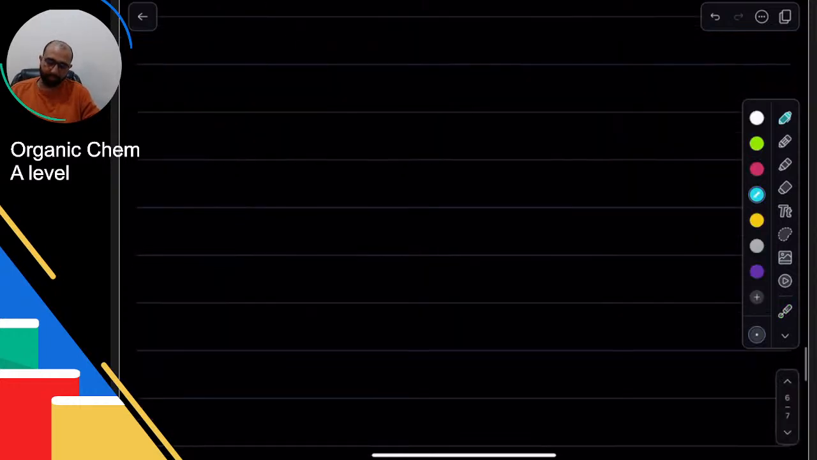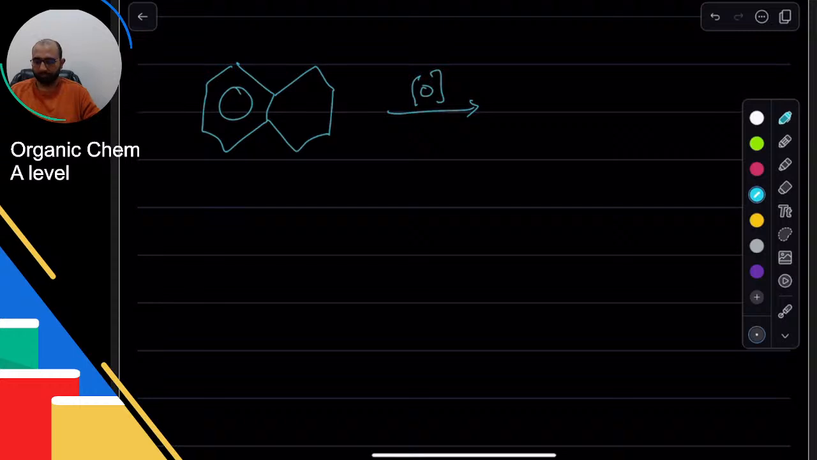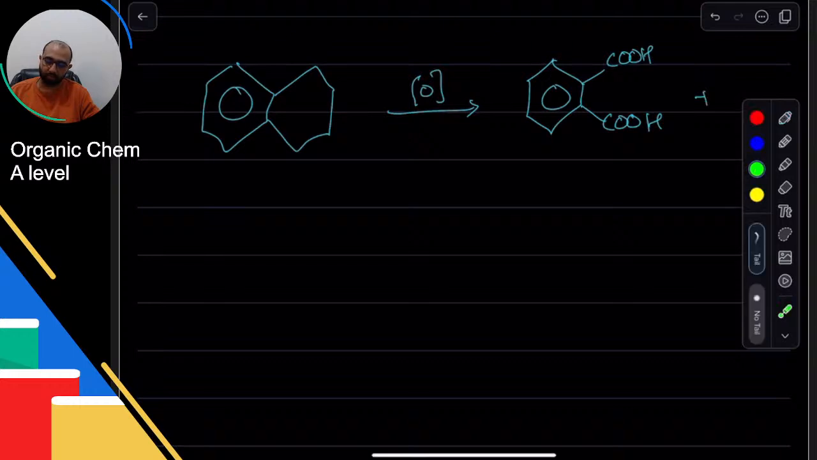Let's say I oxidize this. I have this compound, and I'm oxidizing it. This carbon is going to oxidize. This carbon is going to oxidize, and these two are going to go their own separate ways. So I'm going to get COOH here, COOH here, and that one is going to oxidize on its own. Okay, we don't need to worry about it at the moment.